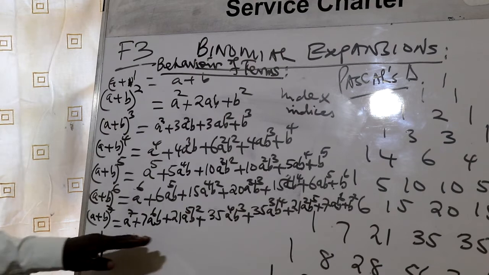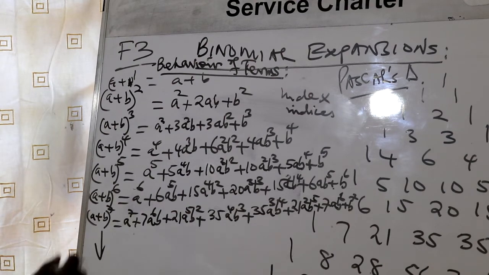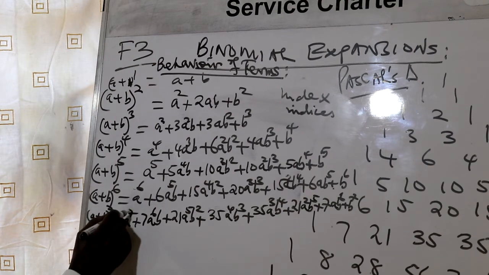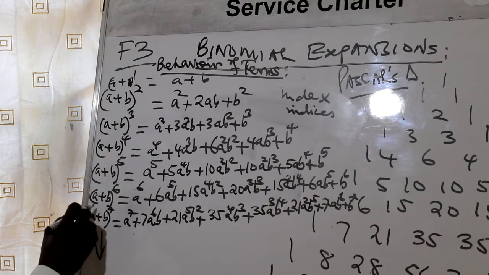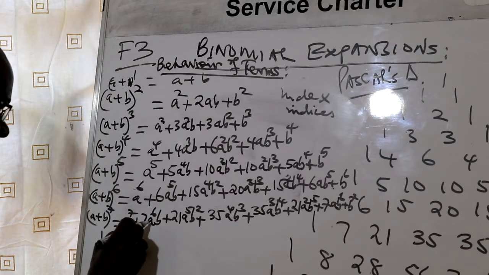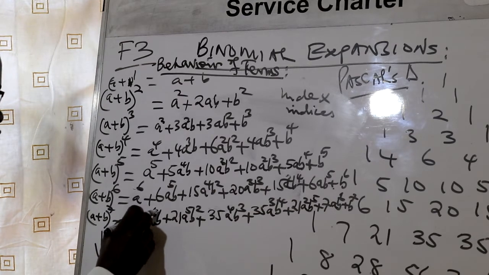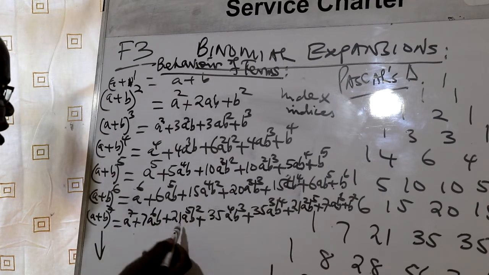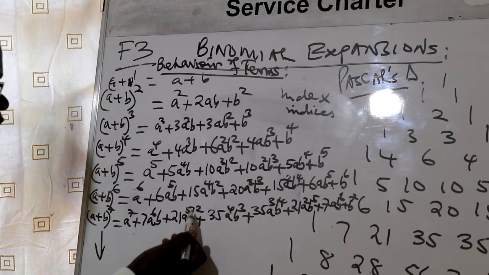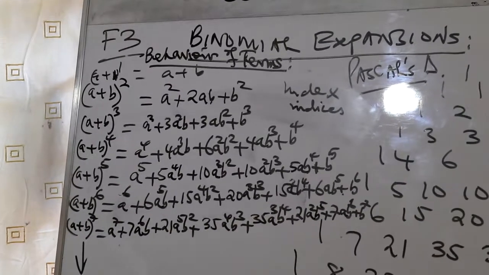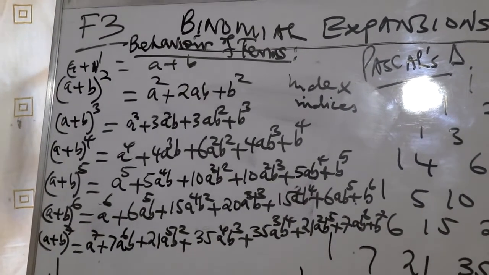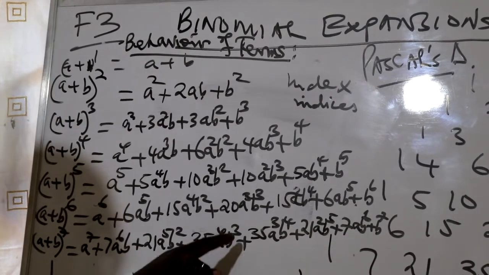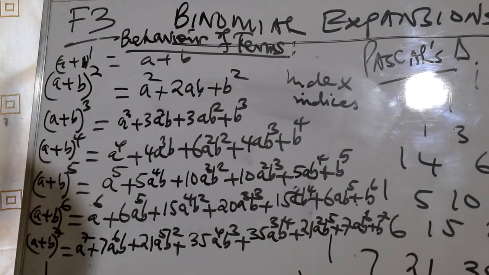And even in the lower one, the last one, A raised to 7 is the external power. That means B is raised to 0. The sum is 7, the external power. Second term, A is raised to 6, B is raised to 1. Sum 7, the external power. Third term, A raised to 5, B raised to 2. Sum is 7, the external power. Then A raised to 4, B 3, sum 7, like that.